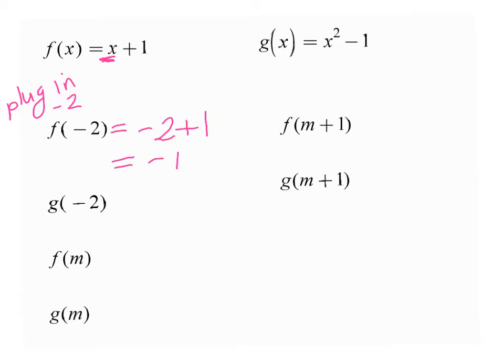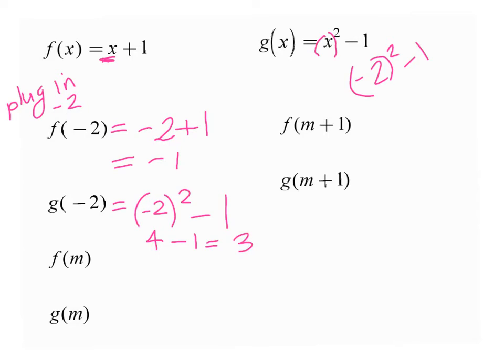Same for g. The only difference is when you have an x squared, you need to make sure you give it parentheses, because you could get a different answer if you didn't do that. So I have -2, and I'm going to square it and subtract 1. If you're using a calculator, you need to make sure that you plug in those parentheses. If you type in -2 squared minus 1 in your calculator like this, you will get the wrong answer. If you do this, you will get the right answer, because -2 times -2 is +4. So g of -2 is 3.